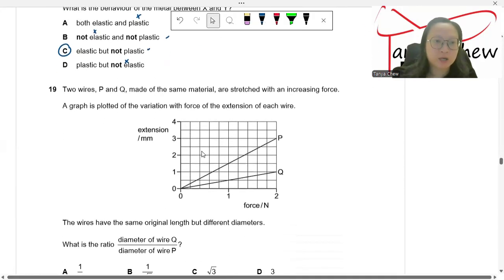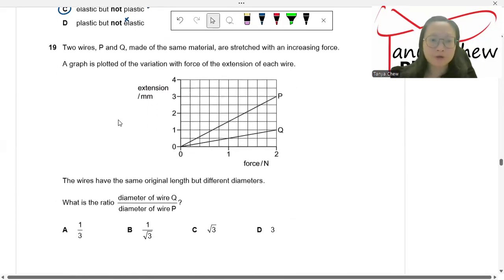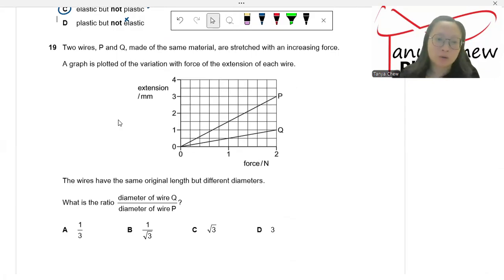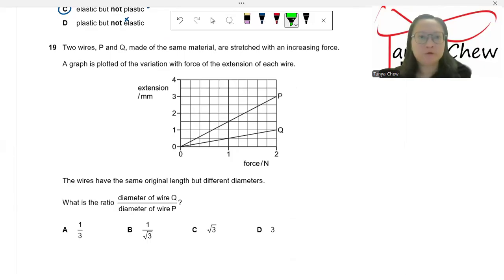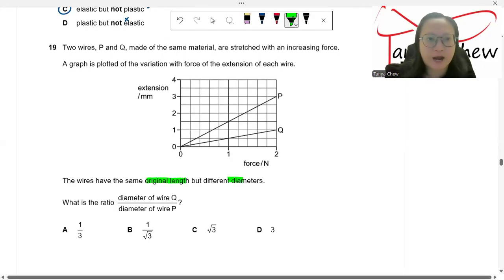Question number 19. Two wires, P and Q, made of the same material, are stretched with an increasing force. A graph is plotted of the variation with force of the extension of each wire. The wires have the same original length but different diameters. What is the ratio of the diameter of wire Q to the diameter of wire P? This graph is about extension against force, and the wires have the same original length, different diameters, and are made of the same material.